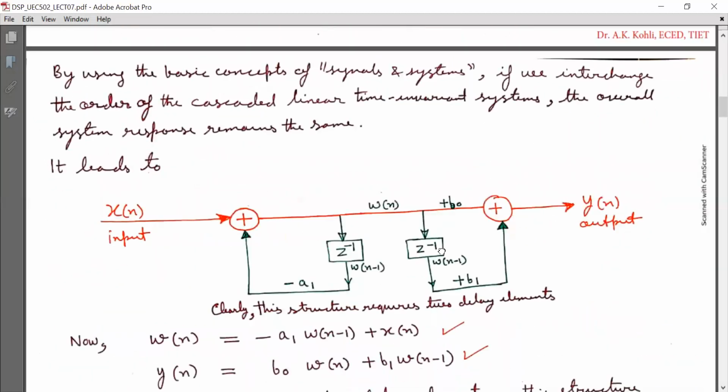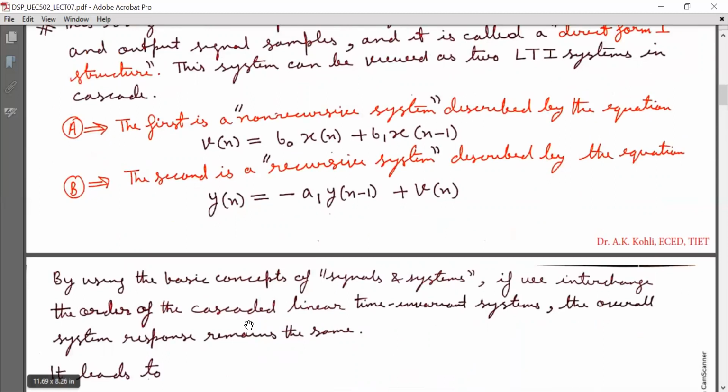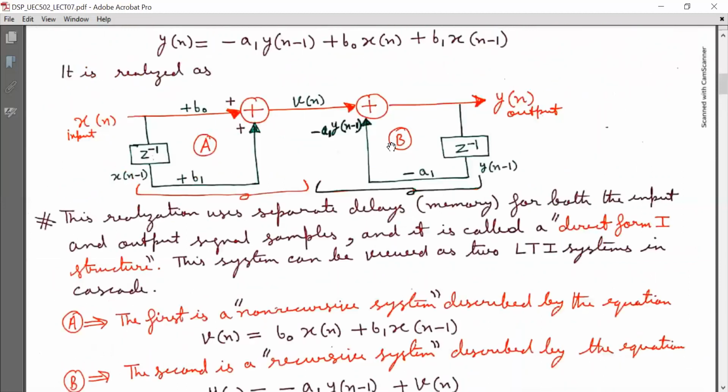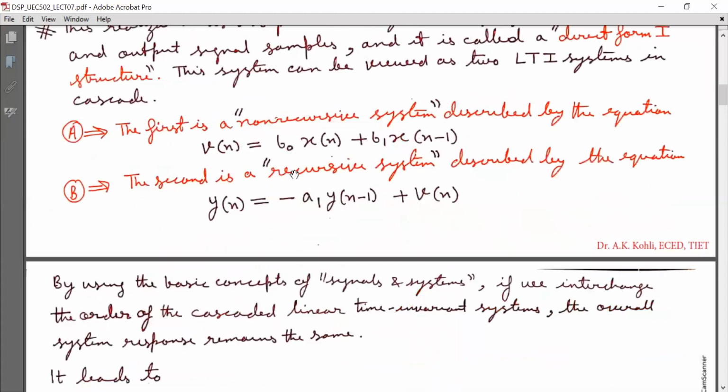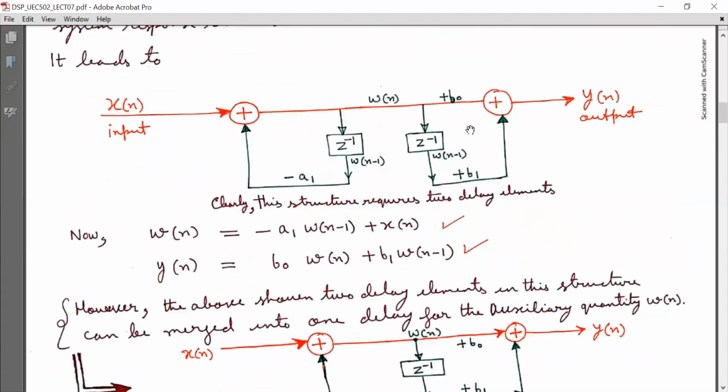Now by using the concepts of signals and systems, if we interchange the order of the cascaded linear time invariant systems, the overall system response remains the same. This means if I put this LTI system B here and put LTI system A here, or we can say interchange the location of A and B, then the overall system response is not going to change. It will remain same. So let's do it. It leads to this type of structure. I have interchanged B and A.